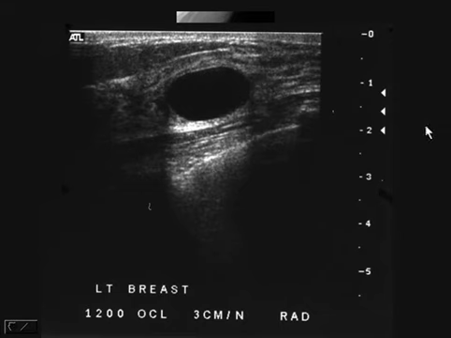Here's an example of a simple cyst. When you see the 3 classic signs of a simple cyst, you can diagnose a cyst with about 100% certainty, and they are that you have a nice circumscribed margin, the mass is completely anechoic, and there's a nice band of enhanced through transmission behind it, diagnosing a cyst with almost 100% certainty.